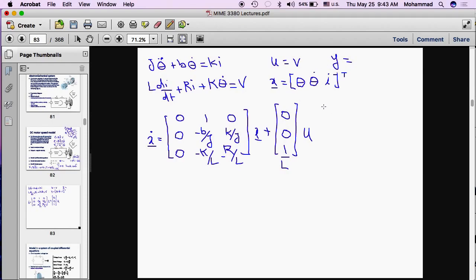Okay, so the second part of the state space model is the output portion. So what is y? And depending on what y is, your matrix C would be determined. So if y is theta, the position, your C matrix would be 1, 0, 0.